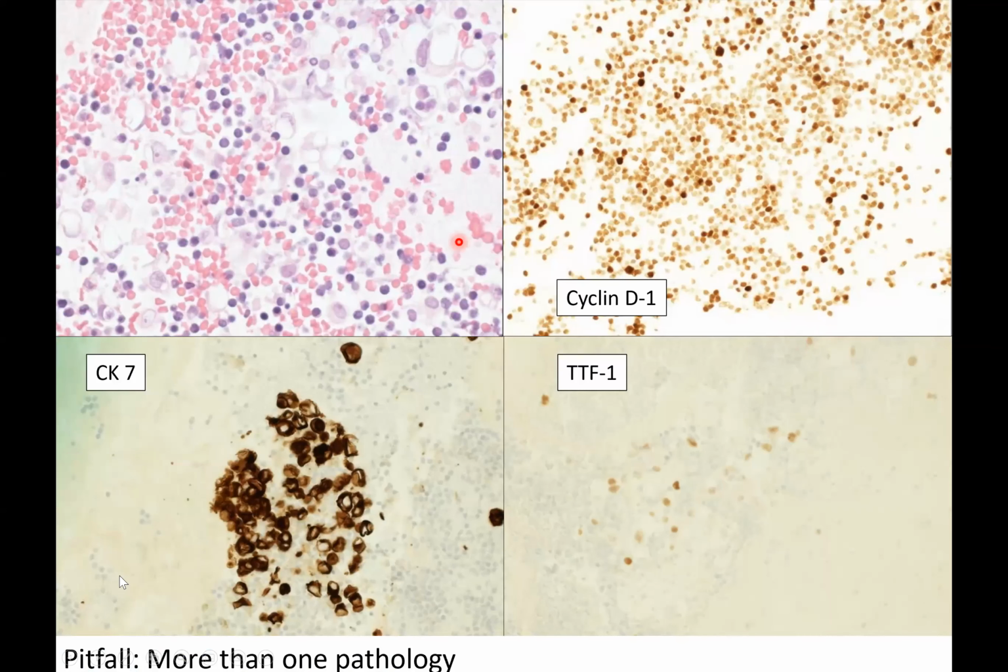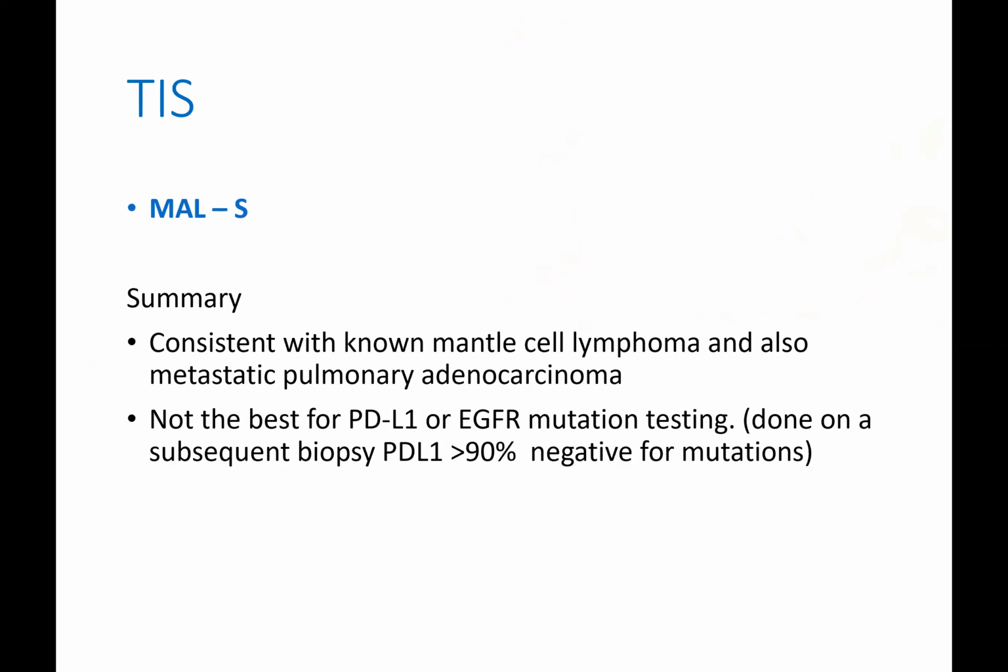So we did a cell block, and we could see again these cells here with more abundant cytoplasm, vesicular nuclei and nucleolus. In the background are the lymphocytes, and these stain positively with cyclin D1 in keeping with the mantle cell lymphoma. However, we can also see that these clusters are staining up with CK7, and there are cells positive with TTF1. So it can sometimes be a pitfall when you find a second pathology more than the one that you were expecting. So in summary, we can report this case as malignant, consistent with the known mantle cell lymphoma, but also containing metastatic pulmonary adenocarcinoma.